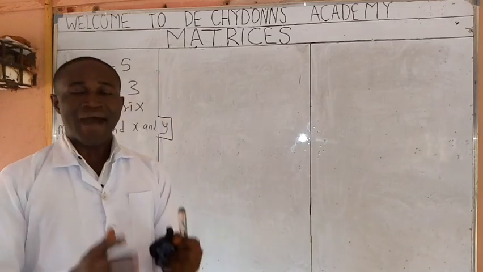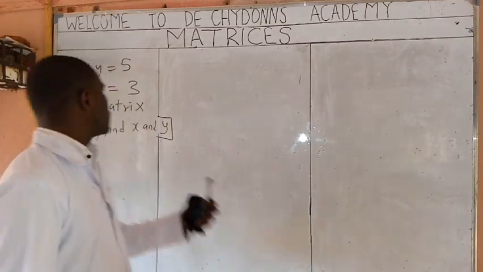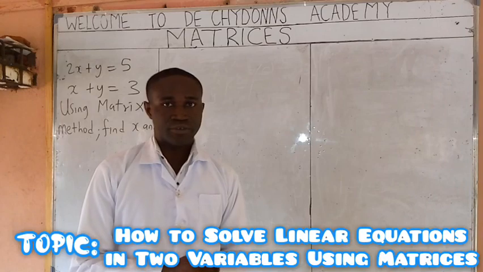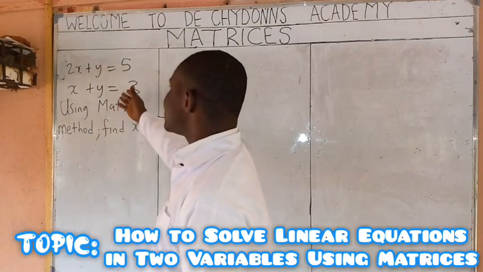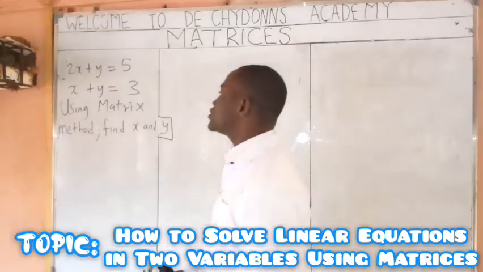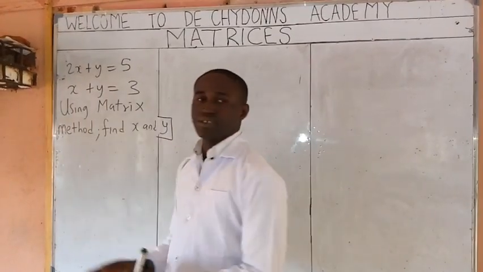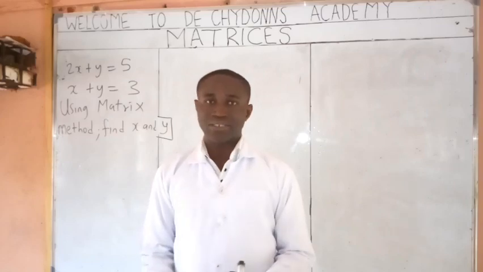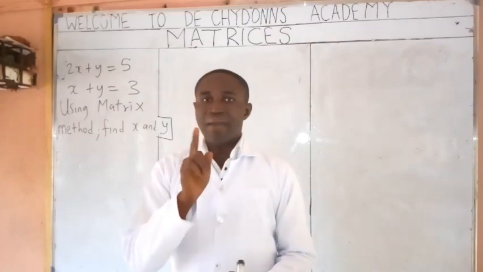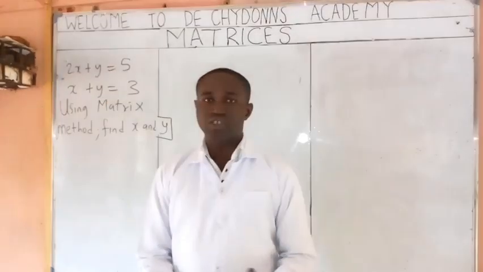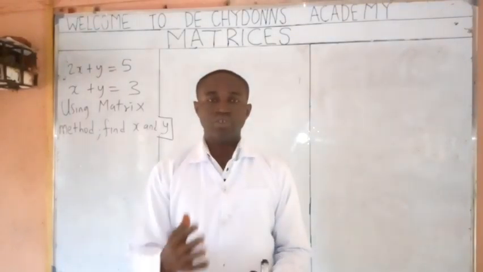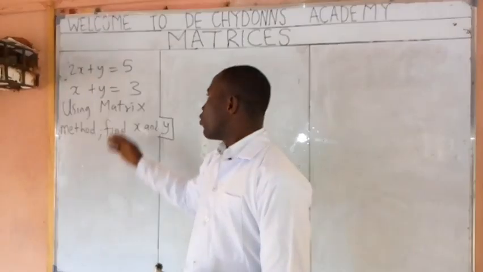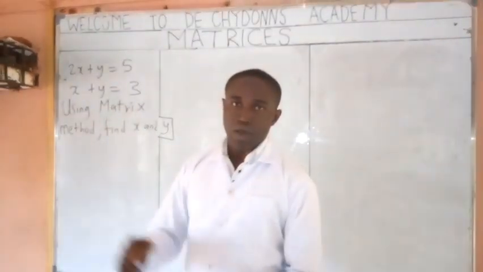We can use matrix to solve linear equations in two variables. When we have simultaneous equations before us and you are asked to solve them using the matrix method, how can you do that? Remember, there are other methods you can use to solve this type of question, such as substitution, elimination, graphical, and determinant. Now, we want to see how to use the matrix method to solve this.